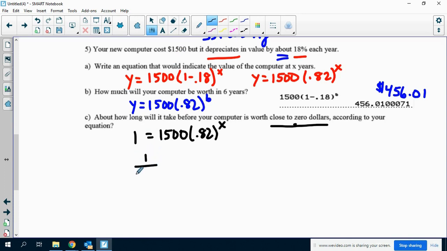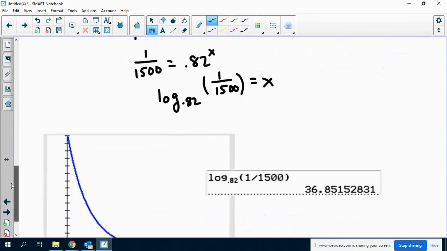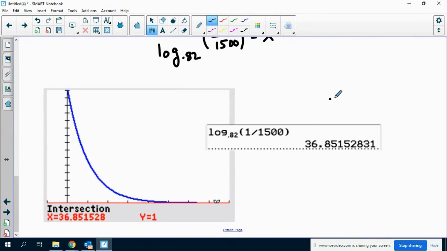So now what I'm going to do is I'll solve this by hand. 1 over 1,500 equals 0.82 to the x. Then in order to get rid of an exponent, I can do log of both sides. So this will be log base 0.82 of 1 over 1,500 equals x. So if I'm assuming that $1 is close enough to 0, then this will be what I type in the calculator, and I'll get an answer. So I type that in the calculator and I get about 36.852 years will be when it's equal to $1. So after that many years, the computer is equal to $1.